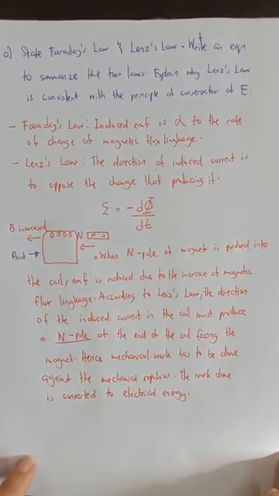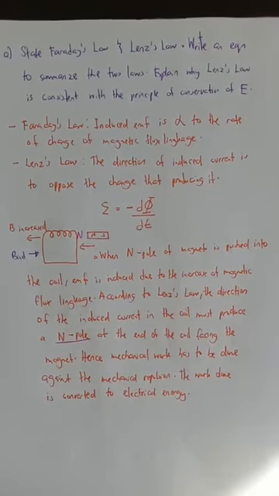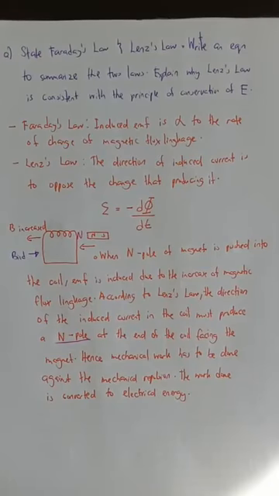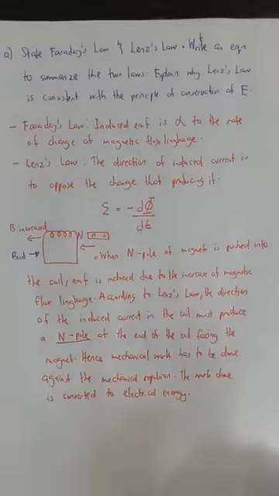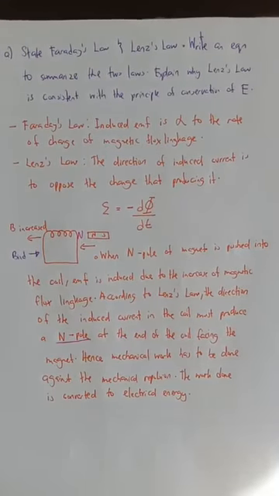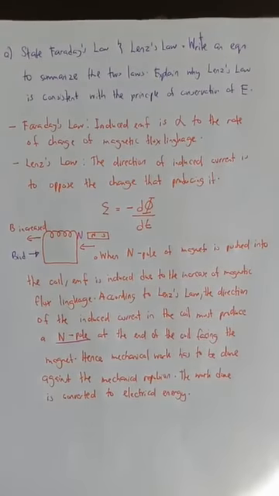Okay, when north pole of a magnet is pushed into the coil, EMF is induced due to the increase of magnetic flux linkage. According to Lenz's law, the direction of induced current in the coil must produce a north pole at the end of the coil facing the magnet. Hence, mechanical work has to be done against the mechanical repulsion. The work done is converted to electrical energy. Okay, that is how we explain why Lenz's law is consistent with the principle of conservation of energy.